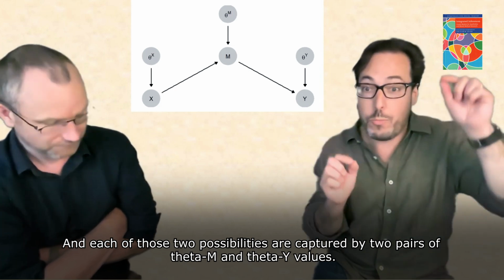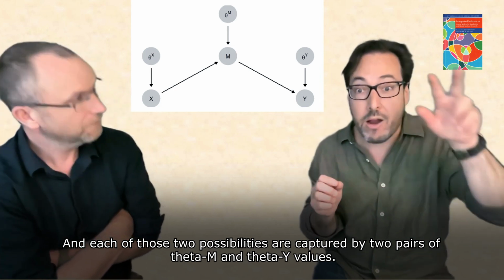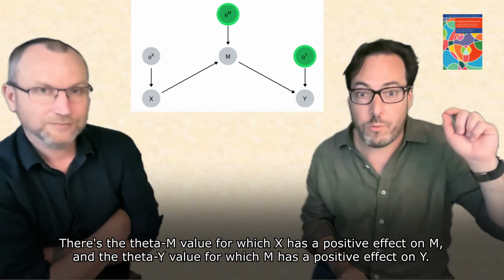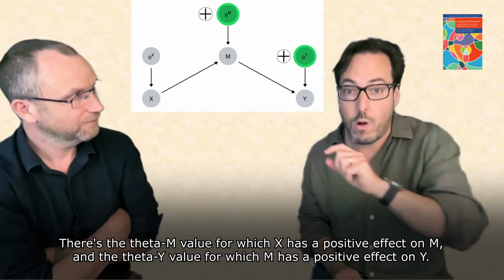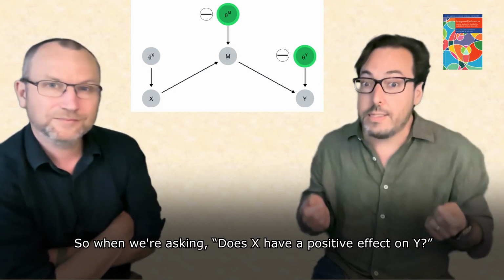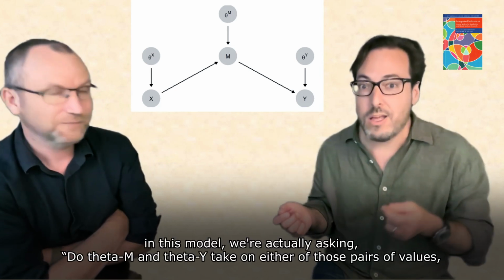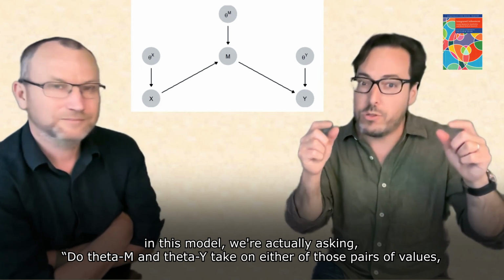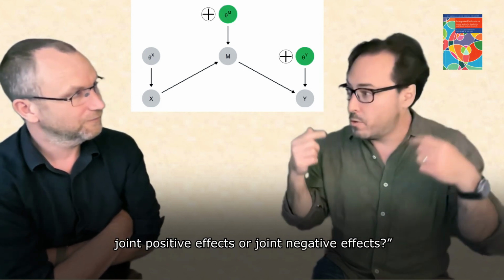And each of those two possibilities is captured by a pair of theta M, theta Y values, right? There's the theta M value for which X has a positive effect on M, the theta Y value for which M has a positive effect on Y, and likewise for the two negative effects. So when we're asking, does X have a positive effect on Y in this model, we're actually asking, do theta M and theta Y take on either of those pairs of values, joint positive effects or joint negative effects?